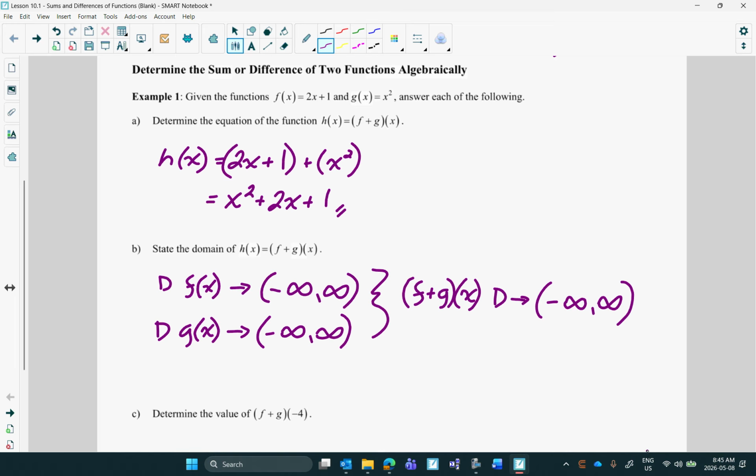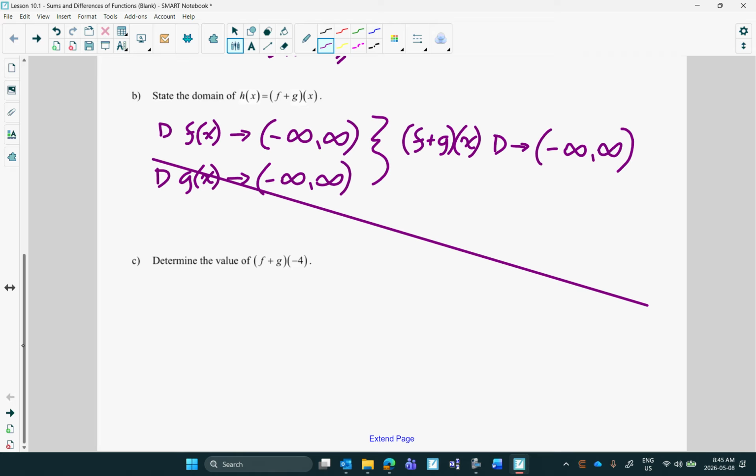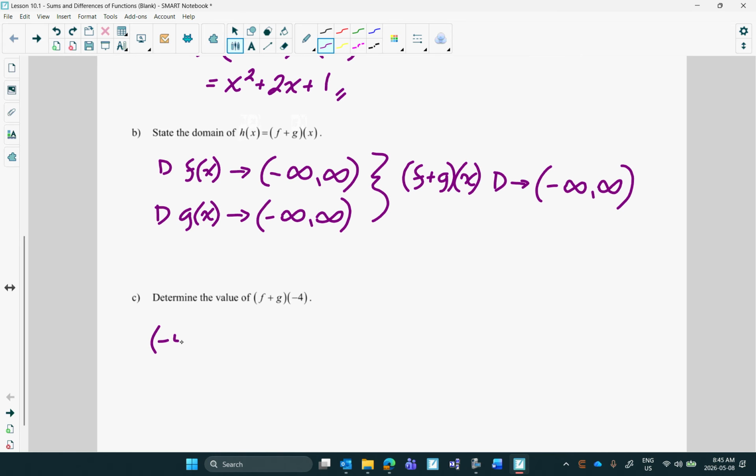Another question you could be asked is you found the sum function. Now find f plus g of x at negative 4. So what does that mean? Plug negative 4 in for x into this function. So we're going to get negative 4 squared plus 2 times negative 4 plus 1, and then we just calculate it. So we get 16 minus 8 plus 1, which is 9.